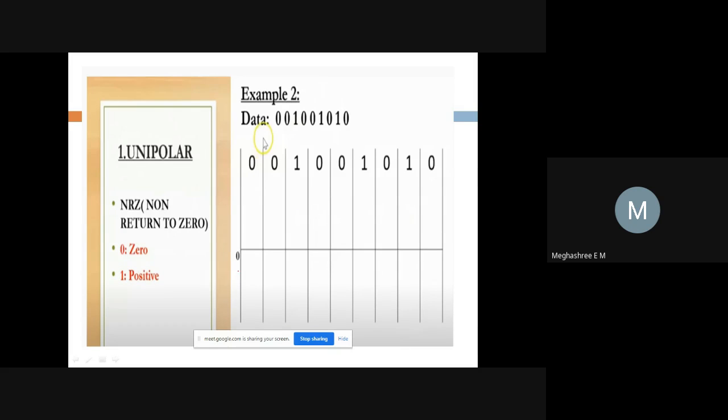Okay, so 0 means it is 0 here. For this 0, again it should be at the 0 level. When there is 1, you should mark it on the positive side. Then 0 again at the 0 level, and when there is 1, again mark it to the positive side, and then 0, and then 1, and then 0. Okay, this is the digital signal for this given digital data.